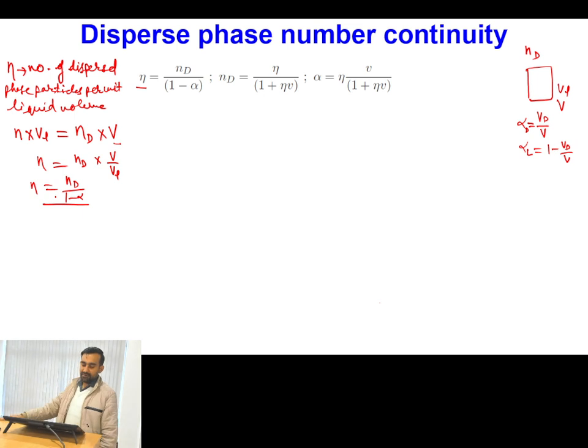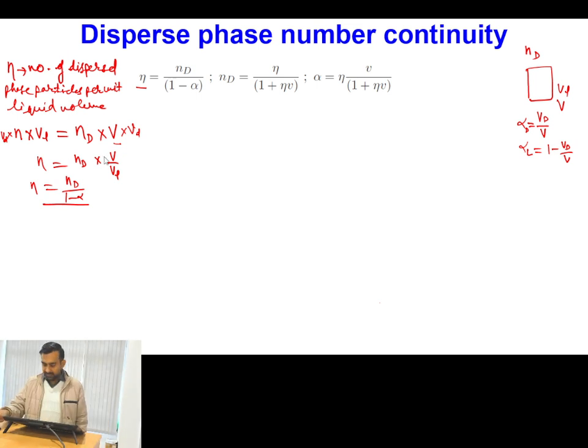Eta is the number of dispersed phase particles per unit liquid volume. Of course, in order to make it more accurate, you have to also multiply the volume of each dispersed phase particle, but we are choosing identical particles, so this small vd will be cancelled out. Is this one clear? Are all clear with this idea or not? Any doubt?